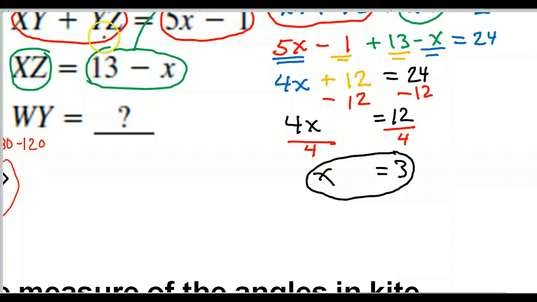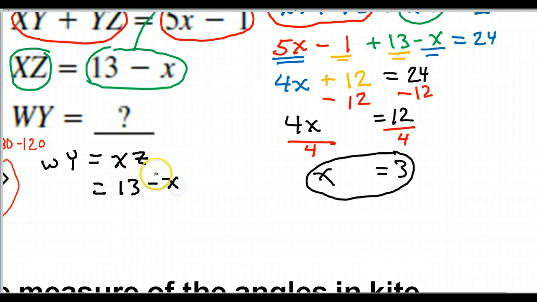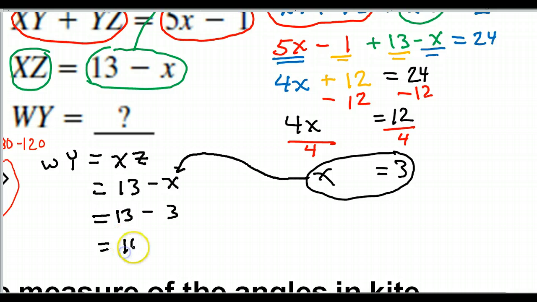So let me write that down. WY should equal XZ. But XZ equals 13 minus x. Okay, so WY equals XZ, but XZ is 13 minus x. But we know what x is now, so we can substitute that in. So that's going to give us 13 minus 3. So that's 10. So, long story short, WY equals 10.